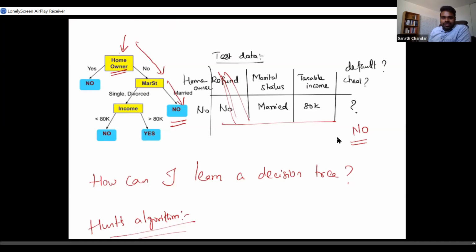Now, based on this test, my data set is going to be divided into two parts, right? One part of the data set where the homeowner feature is yes, and the other part where the homeowner feature is no. Now I have two data sets. Now I will continue the same procedure.